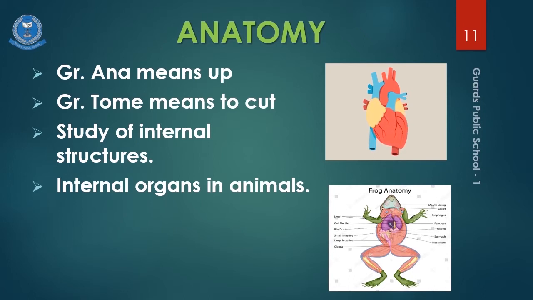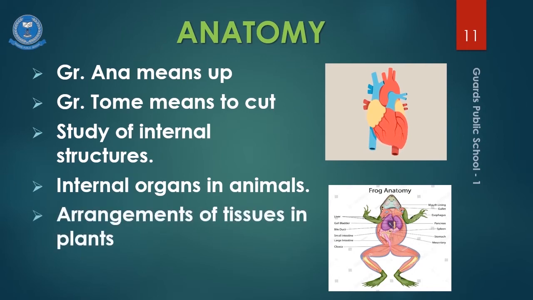Students, in plants, it deals with the arrangement of different types of tissues in root, stem, leaf, etc. Conclusively, we can say that anatomy is that branch of biology which deals with the study of internal structural characteristics of any organism.